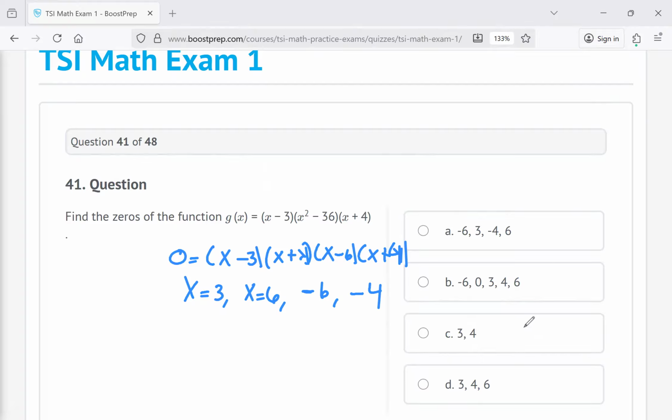So which one is that going to be? So 3, I think A, right? We have positive 3, positive 6, negative 6, and negative 4. That's the one.